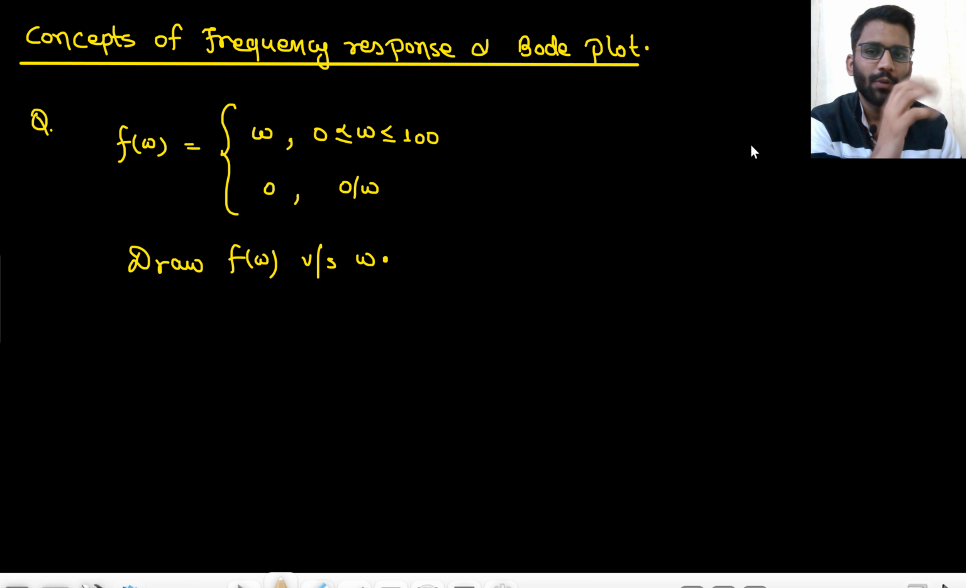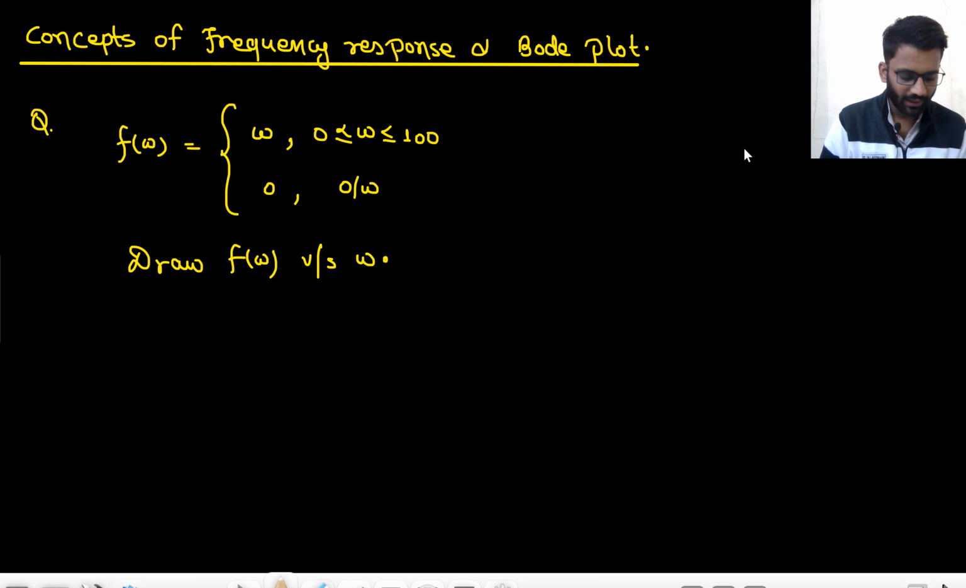Hello everyone. Before moving on to the next topics, first let's understand some basic concepts of frequency response and Bode plot. You will see me again and again using these terms, frequency response, Bode plot. So what do they actually mean? Let's see that. Basics of transfer function we have already seen, right?